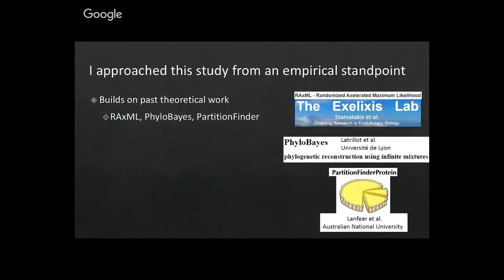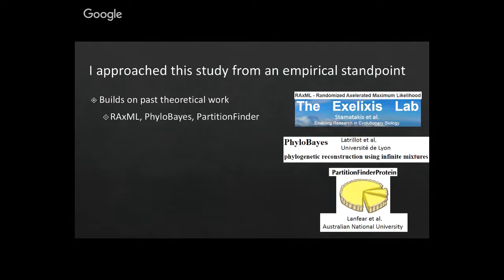So, I approach this work from an empirical standpoint, and most of what I do is empirical phylogenetics. A lot of what I'm going to be talking about is building on past theoretical work, and I should acknowledge the folks that have developed some of the more widely used programs that I use for a lot of this research.